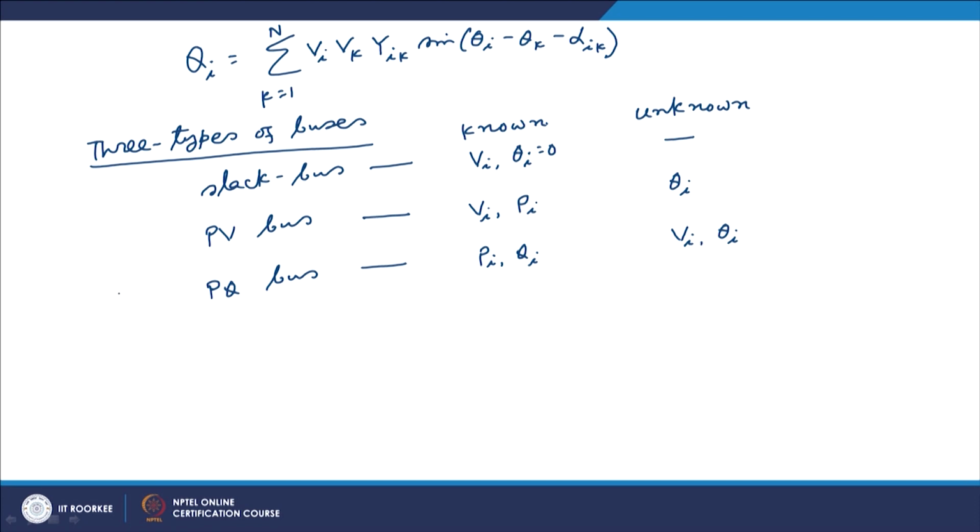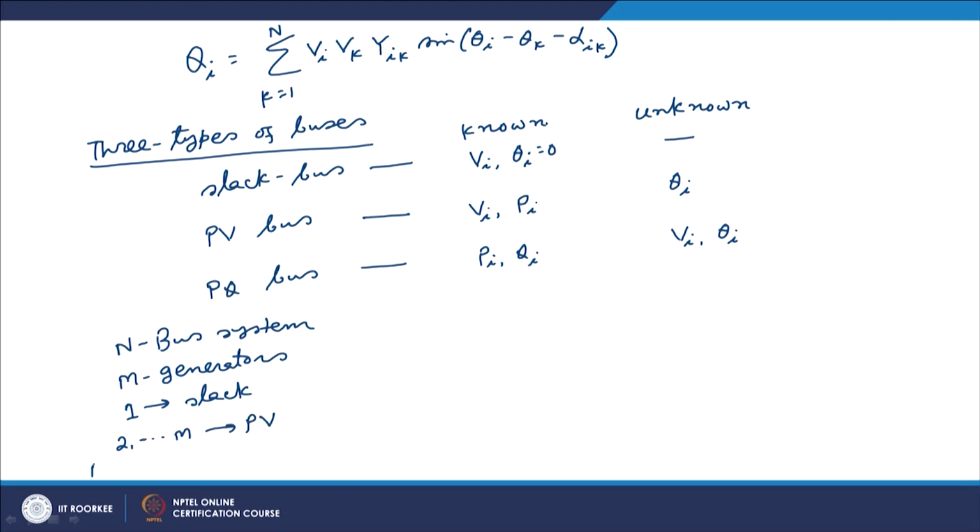Now, as we have already said, we always say that there are n buses and m generators. That is our convention: bus 1 is slack, buses 2 to m are PV, and buses m plus 1 to n are PQ. So this is our convention. Therefore, theta 1 would be known.